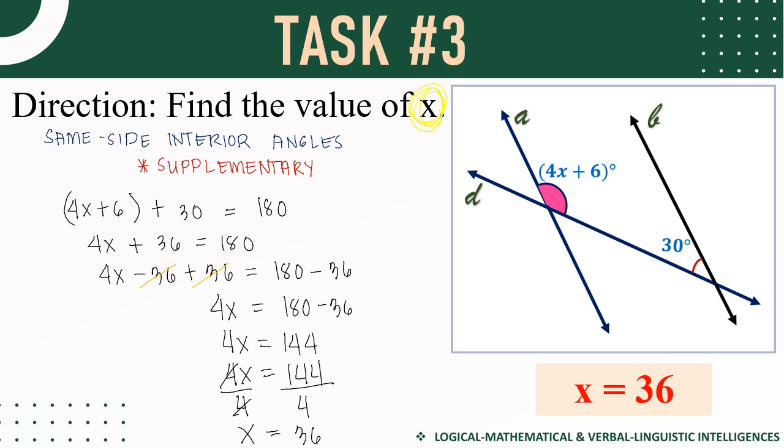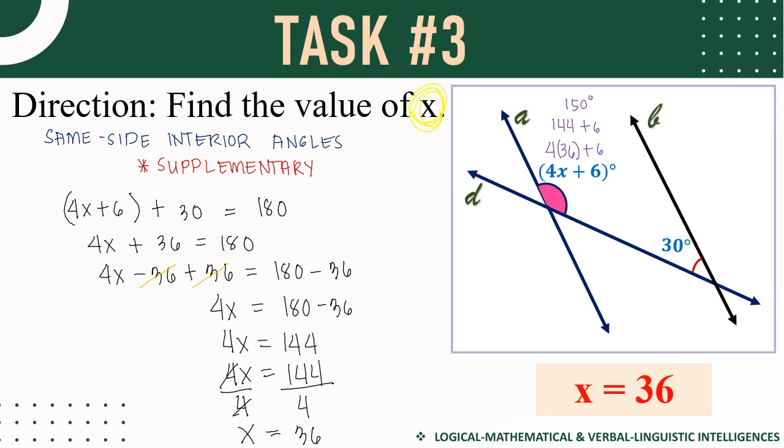Now for your checking part, you can simply substitute. We have 4 times 36 plus 6. Okay, so let's check. What is 4 times 36? That is 144, and then plus 6. So 144 plus 6, you're going to have 150.